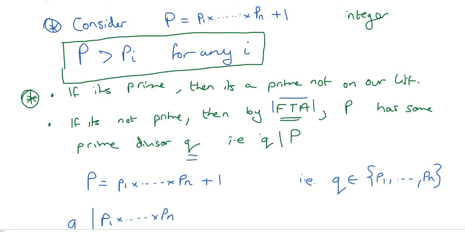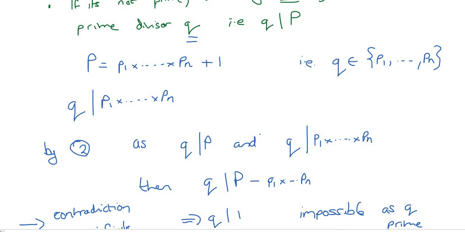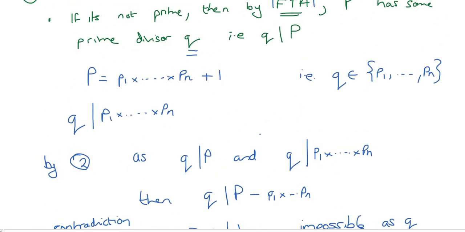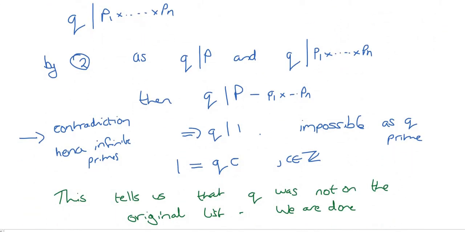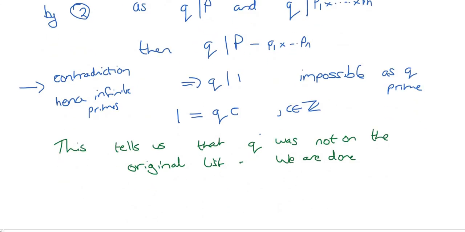Right, so if p has some prime divisor, then it means q divides p. But we also know that q divides p1 to pn, where we're assuming that q is on our list. Okay, if q's not on our list, then we're done again. But if q's on our list, then it must divide the product of those primes. And we arrive at this conclusion that q has to divide 1, which is impossible. So this tells us that q was not on the original list. And so we are done.